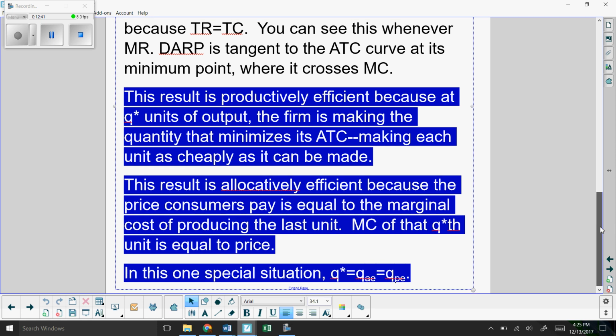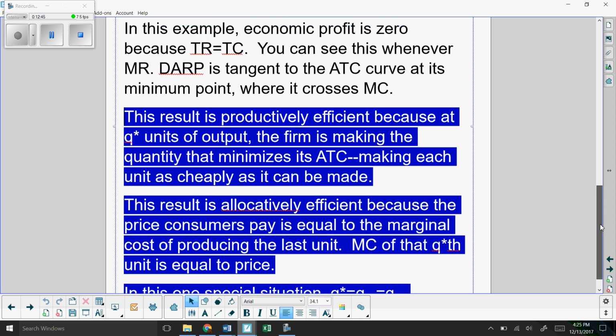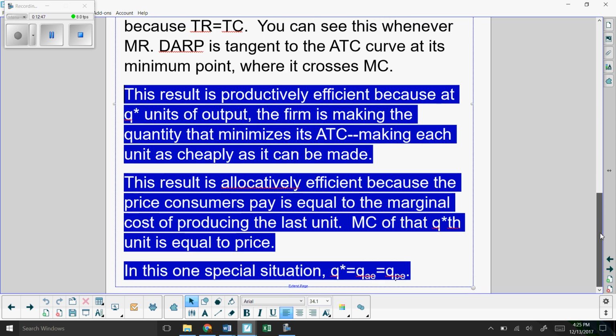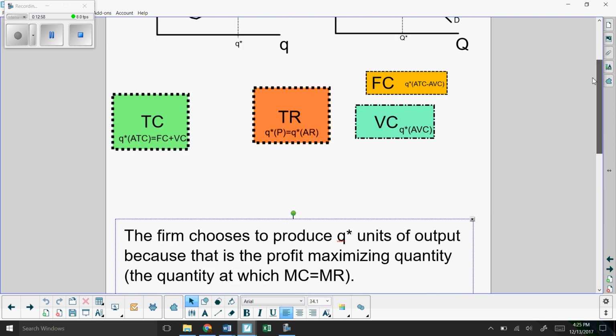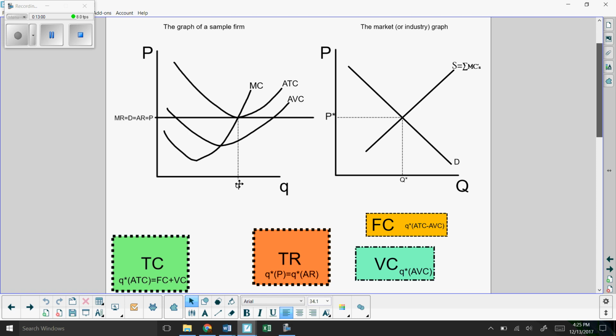You remember we learned about that when it related to deadweight loss. In this case, the result is allocatively efficient because the price consumers pay, P or P star, is equal to the marginal cost of producing that last unit. The marginal cost of that Q star unit is equal to price. And let's just come up here and think about that a little bit. The marginal cost of the Q star unit would be whatever value the MC function has when I plug in Q star for Q. And so that's this value here, and it equals price.